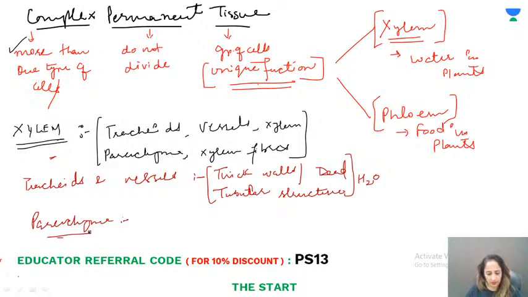So xylem parenchyma, as we have discussed about parenchyma, their main function is storage of food. Because the xylem tissue also needs food, right? So xylem parenchyma. And third, we have xylem fibers. What is their role? They are mainly supportive in function.